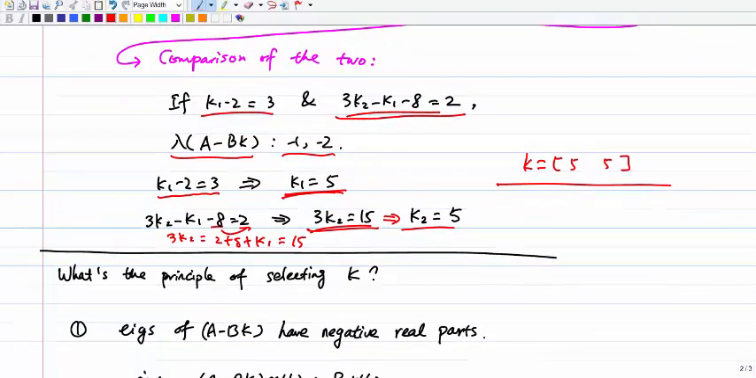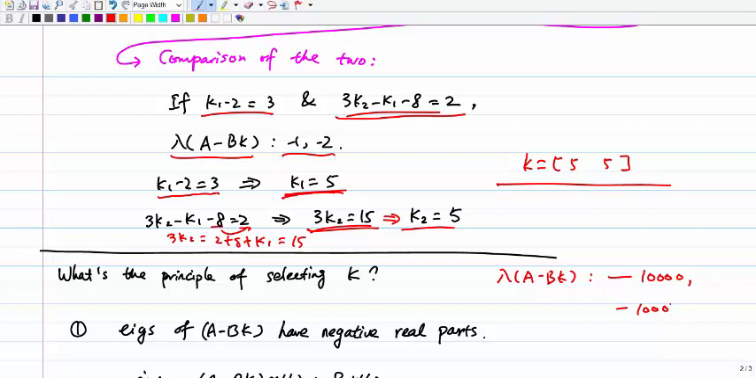So other than this, of course, this is the way we can assign the eigenvalues. So one question you might have: what is the principle of selecting k? For example, can I assign my lambda of A minus BK to be negative 10,000? Is there any problem with it? Or like negative 1,000, for example? What's the problem with it?